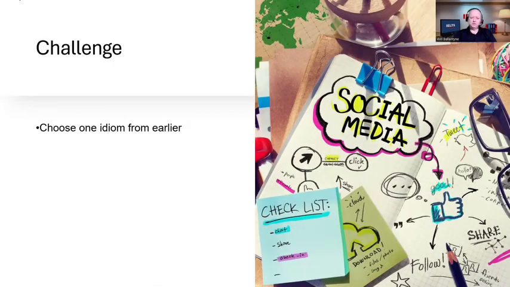I'll give you a challenge. You choose one of the idioms I gave you earlier, and then try to rewrite these idioms into formal writing vocabulary. So you try to use the idiom in your speaking, but then you speak the sentence, then you try to change that sentence into formal writing.